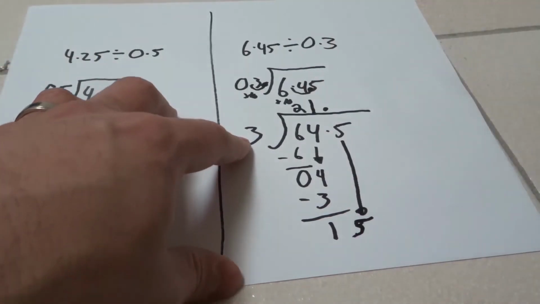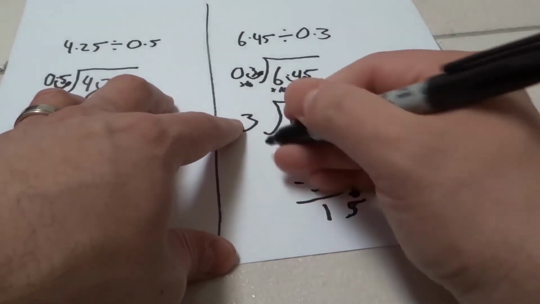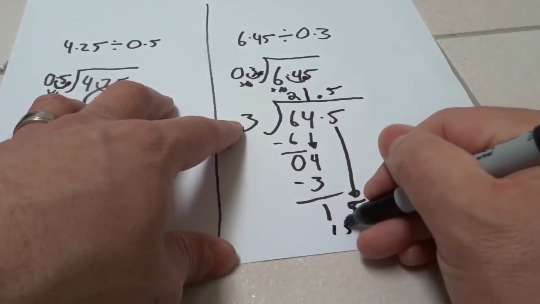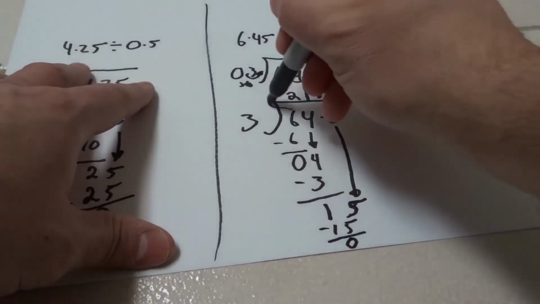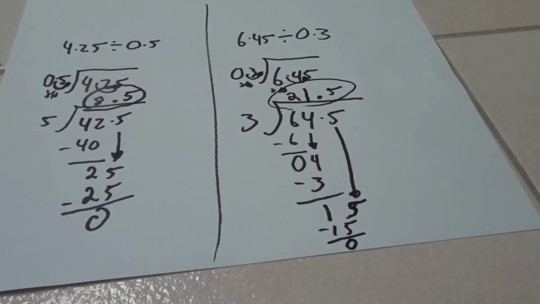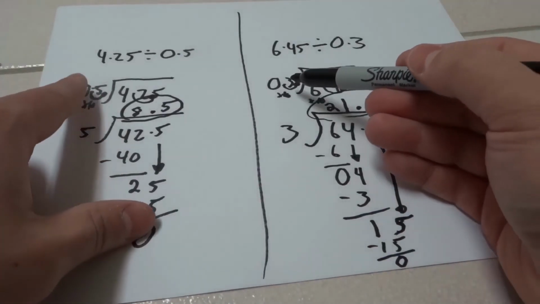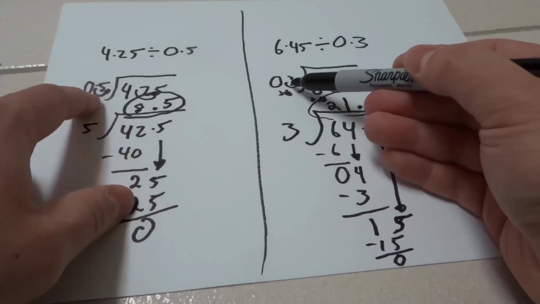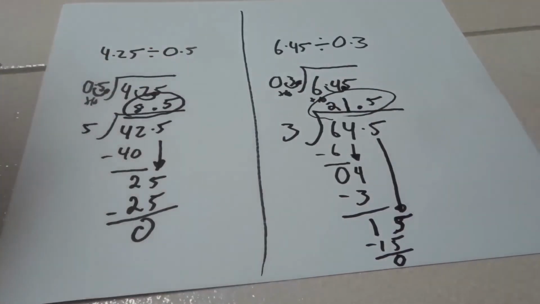Does 3 go into 15? Yes, it does. It goes into 15 5 times. 3 times 5 equals 15. Subtracted, our remainder is 0. There you have it. Our answer is 21.5. That is essentially how to divide a decimal by a decimal. Really easy. All you have to do is multiply to make the outside number a whole number, and then multiply by the same thing for the inside number as well. Then you just divide regularly.